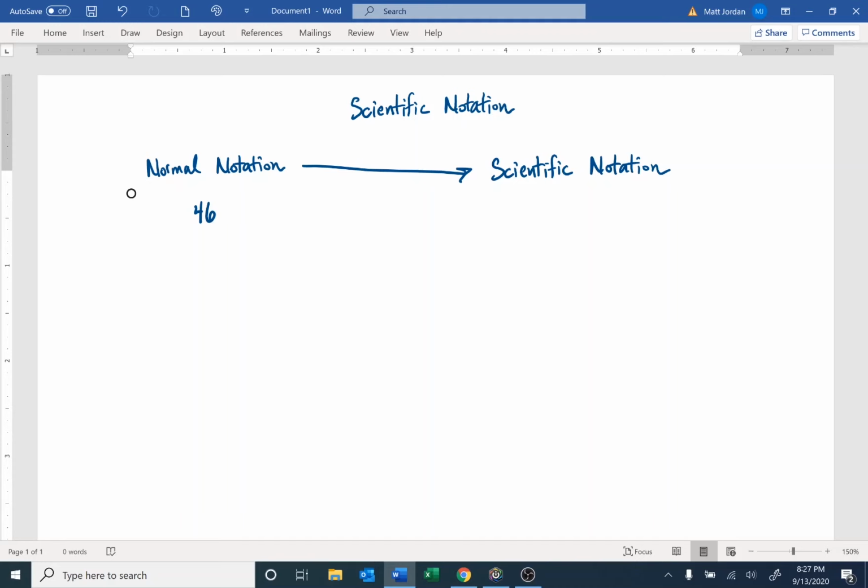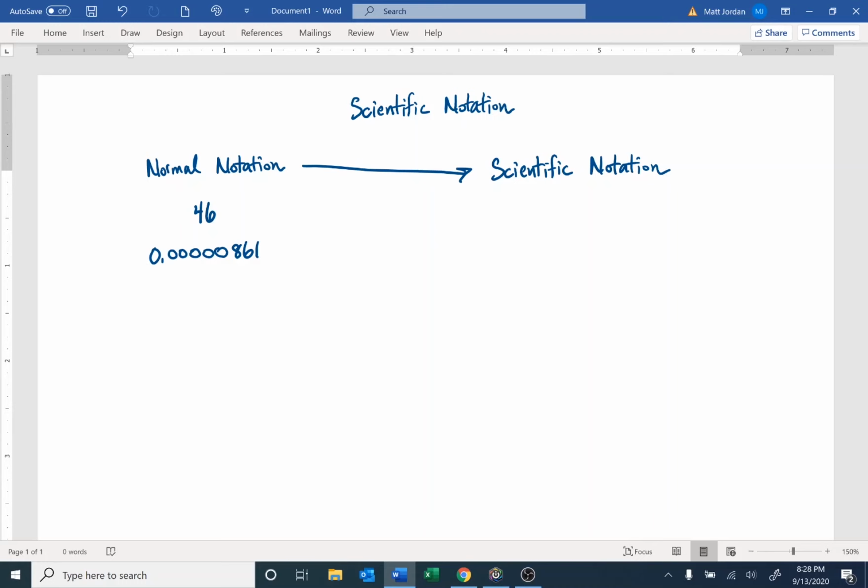Then a more practical example would be this next number here. It has a whole bunch of zeros in the beginning and then some digits at the end. This is a very small number, and it would be perfectly appropriate to put this into scientific notation because it would be more convenient, it would take less time to write, and it would be easier to talk about.